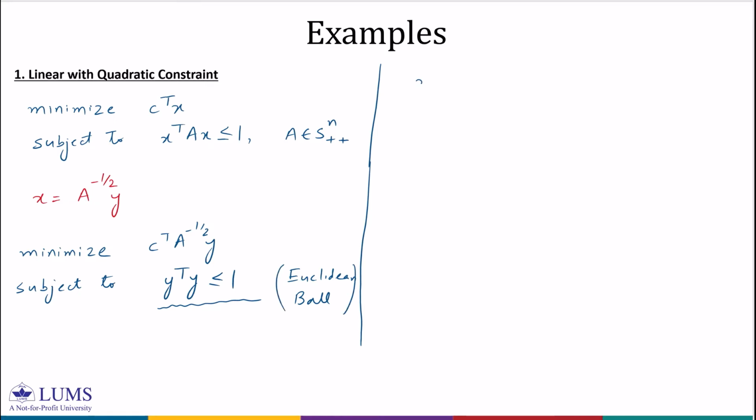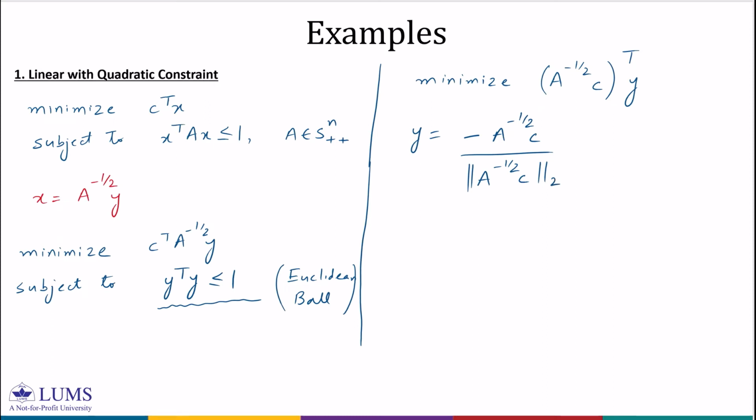So let me rewrite the objective function in this form, that minimize A minus 1 by 2 c transpose y, and we can choose y inside the Euclidean ball. And what we know is that y that minimizes this objective function is given by negative of this vector divided by, because it has to be unit norm, the norm of the vector itself. So this y minimizes this objective function.